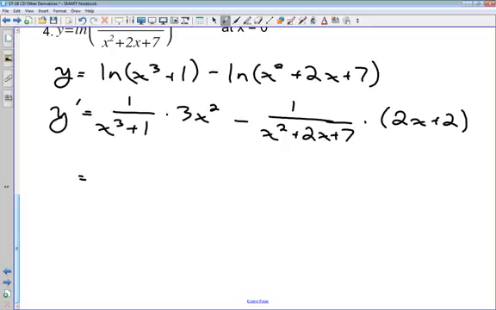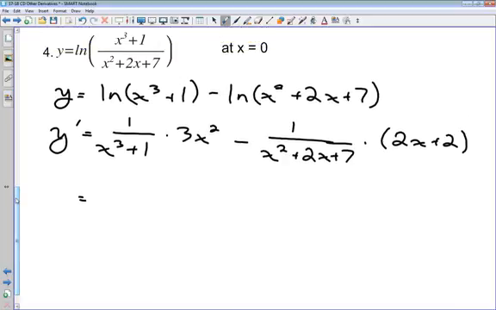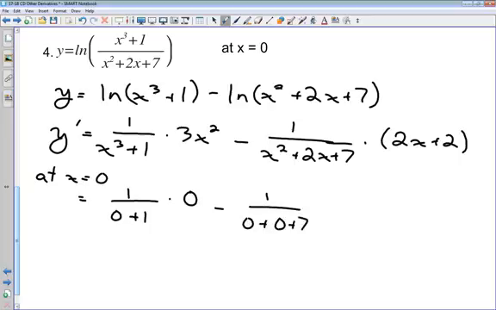Now, where would I go from here? Well, I might try to combine those fractions together, getting a common denominator, but in this question, I was asked to evaluate at x equals 0. So probably what I'm going to do is just start subbing in 0 right away, and maybe I'll add a little line here that tells me at x equals 0, so I know that I'm subbing in the zeros. I know I'm going to have 1 over (0 plus 1) times 0 minus 1 over (0 plus 0 plus 7) times (0 plus 2).